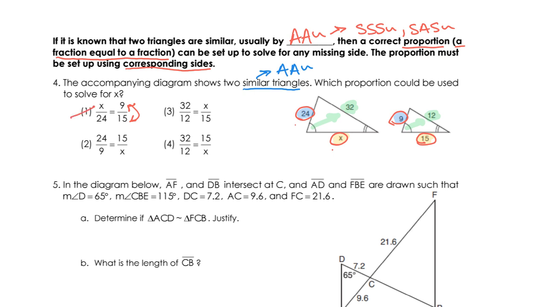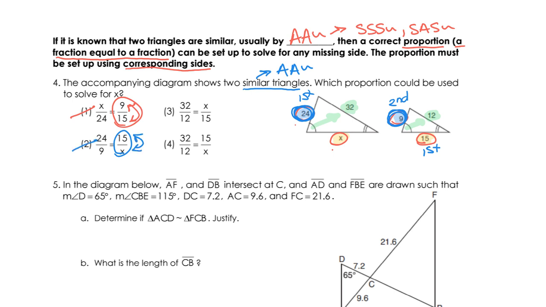Okay. So in number 2, they have 24 set up over 9. So that's the light blue side over the light blue side there. So that's fine. Okay. Then they did 15 over x. So they went here first, and here second. But then in the second fraction, they went here first. So you can't do that. You could do 24 over 9, but you would have to do x over 15. So again, this should be flipped around, and that's why that's not our choice.